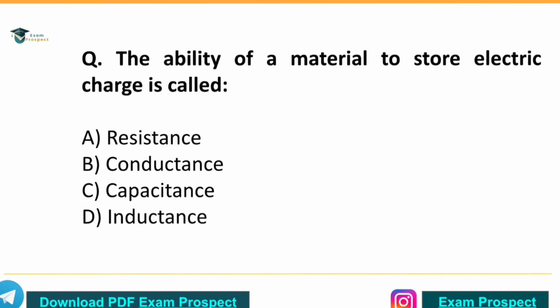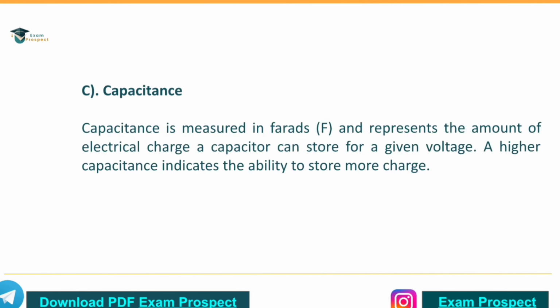Next question, the ability of a material to store electric charge is called? The correct answer is option C, capacitance. Here, capacitance is measured in farad and represents the amount of electrical charge a capacitor can store for a given voltage. A higher capacitance indicates the ability to store more charge.